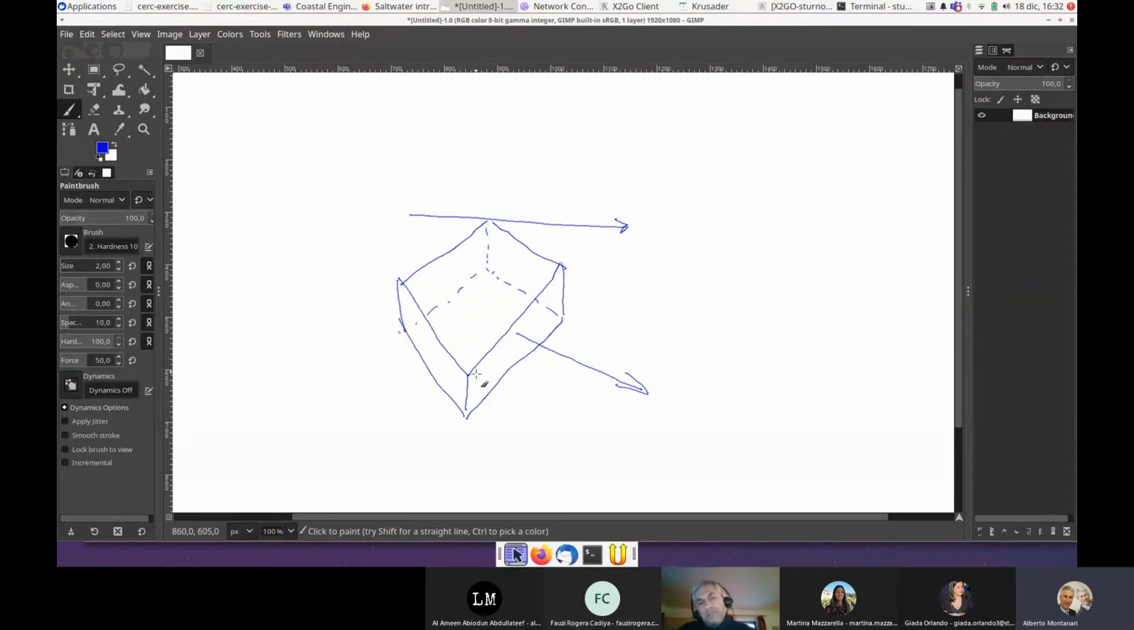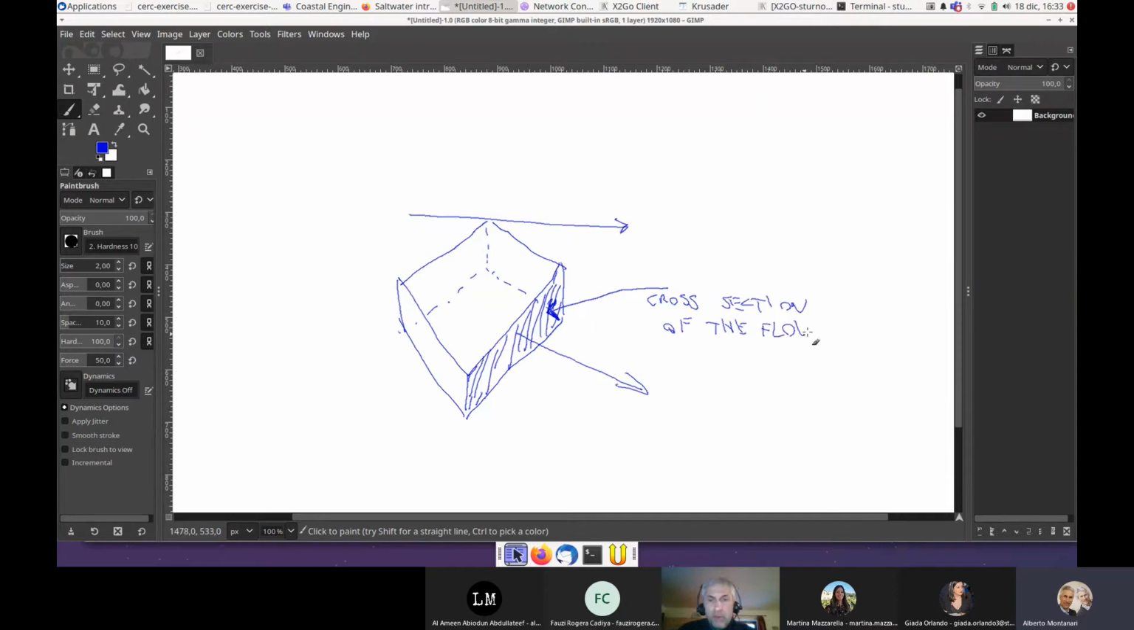Perfect. This means that if you cut this flow with a plane that is perpendicular to the velocity vector, you obtain this section here. I obtain this section, which I'm now highlighting, by, again, cutting the flow with a plane that is perpendicular to the velocity. This section is called the cross section of the flow.